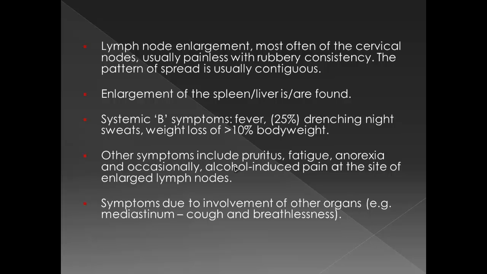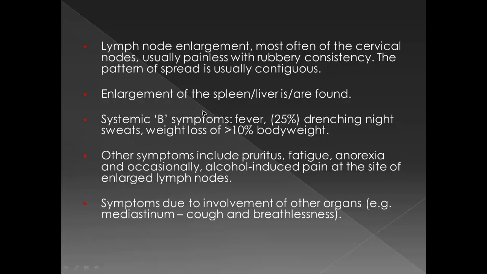Signs and symptoms. Lymph node enlargement most often occurs in the cervical nodes, usually painless with rubbery consistency, and the pattern of spread is usually contiguous. For that reason, it can affect the spleen and the liver, leading to hepatomegaly and splenomegaly.